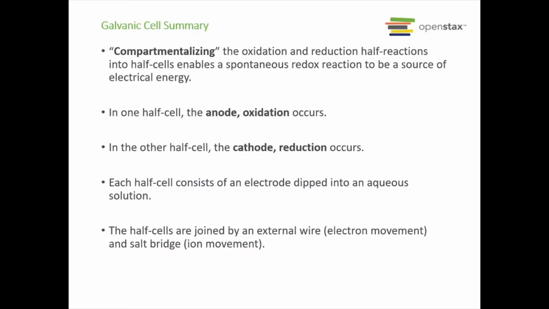So just to summarize with the galvanic cell, we use compartmentalizing. So the oxidation and reduction half reactions are compartmentalized into half cells. So we have a spontaneous redox reaction to be a source of electrical energy by generating electrons. You have on the left side your anode, where oxidation is occurring, and then the cathode on the right side where reduction occurs. Each half cell has an electrode that is dipped into an aqueous solution, and those half cells are joined by an external wire for the electron movement and a salt bridge to facilitate ion movement.